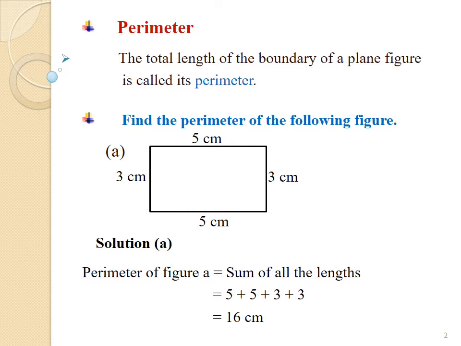So now, let us add all its lengths. Thus, adding its lengths such as 5 plus 5 plus 3 plus 3, we get 16. Thus, perimeter of figure A is 16 centimeter.